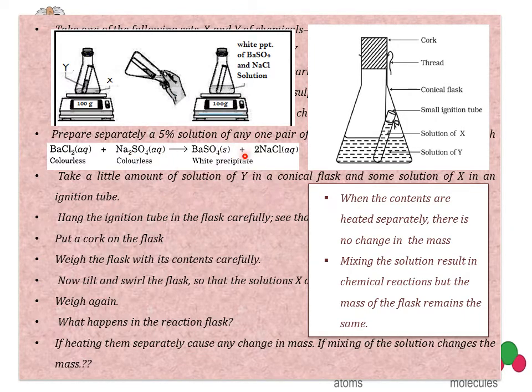Okay, so after this chemical reaction, when we checked the mass of the solution, it also remained the same. So even if we heat the solutions separately or after mixing them, there is no change in the mass. So the law of conservation of mass is obeyed here. So what was the law of conservation of mass? It stated that mass can neither be created nor destroyed in a chemical reaction. It always remains the same.